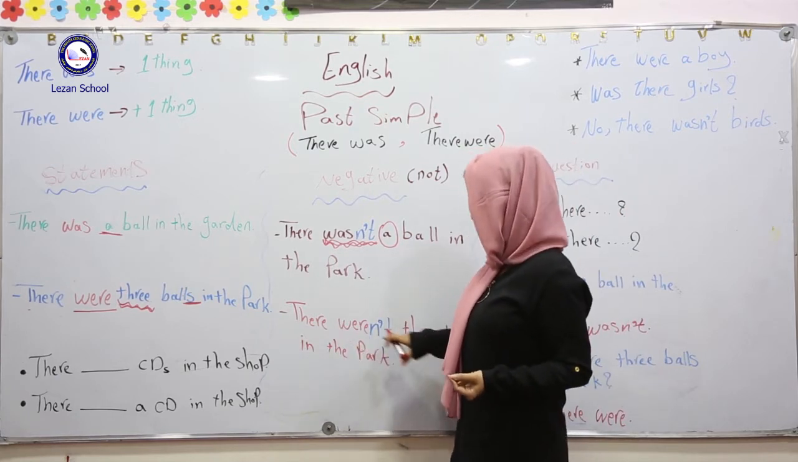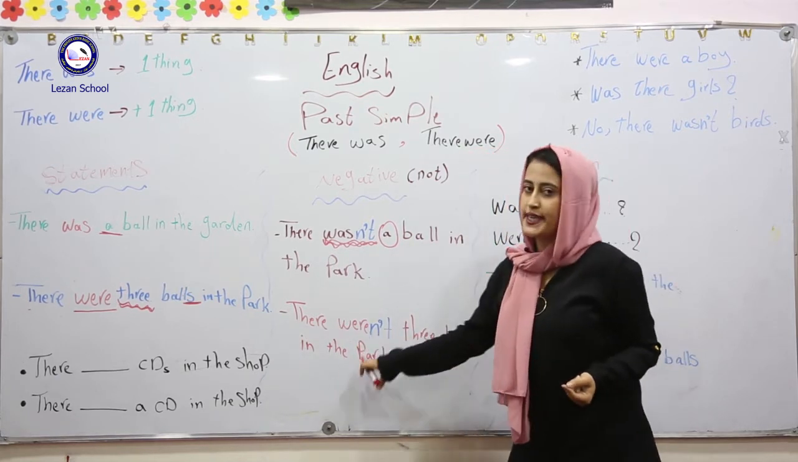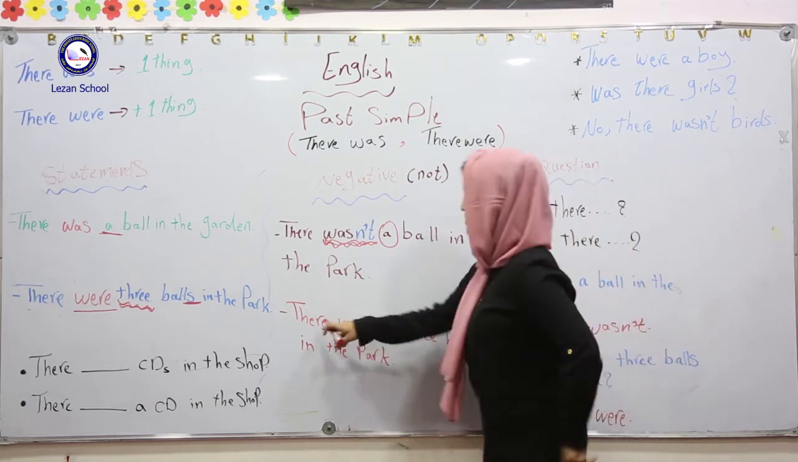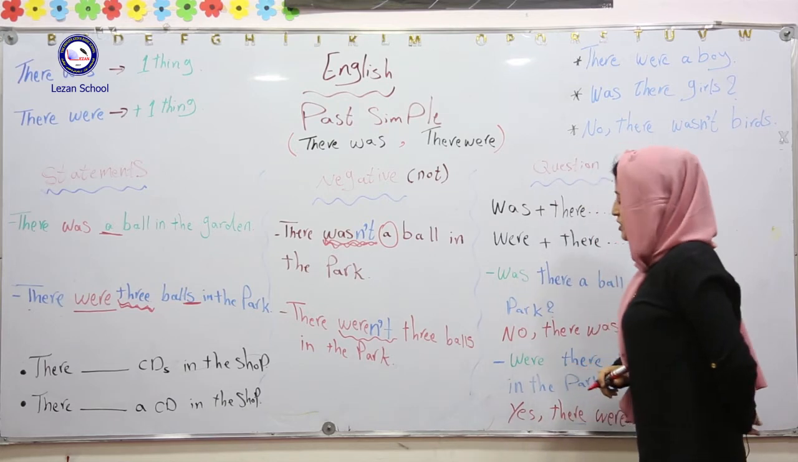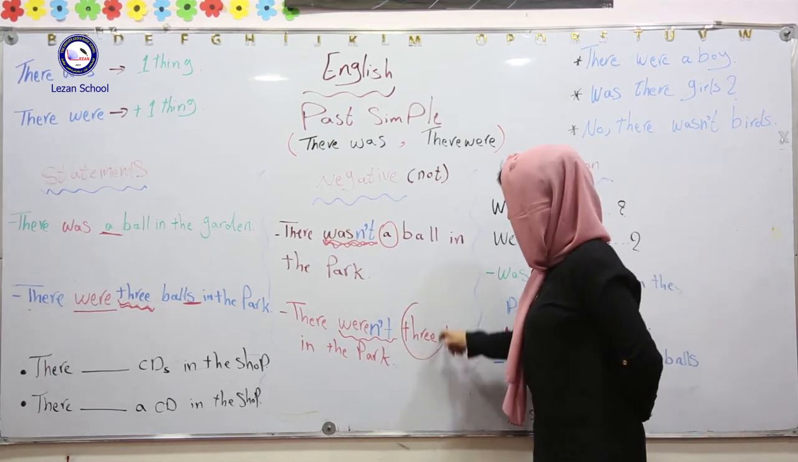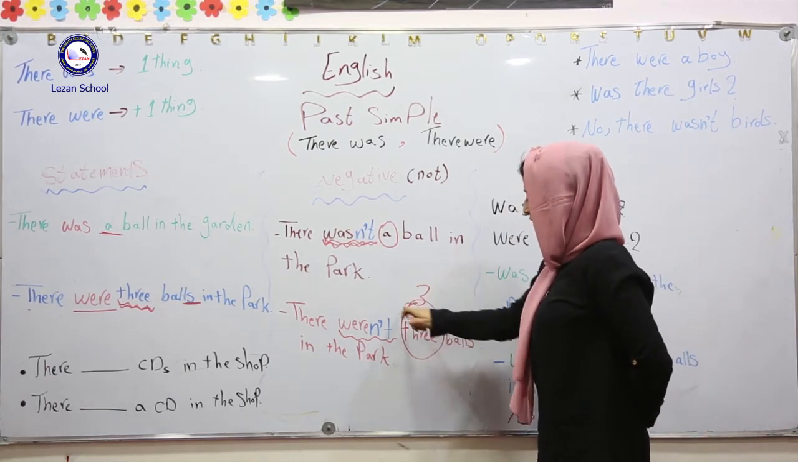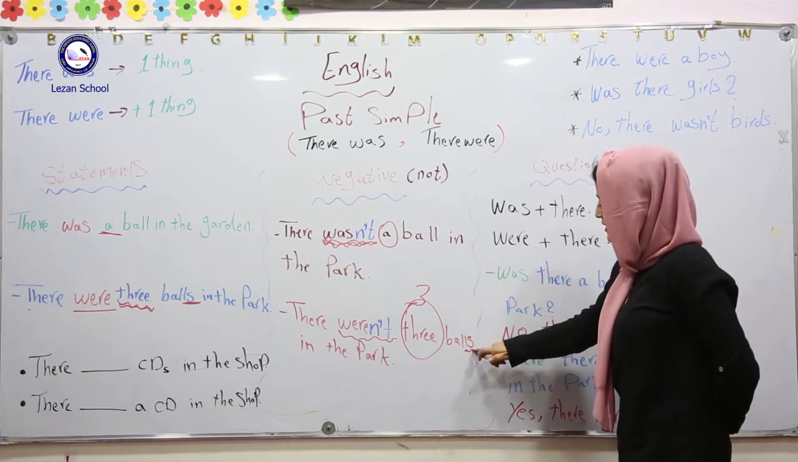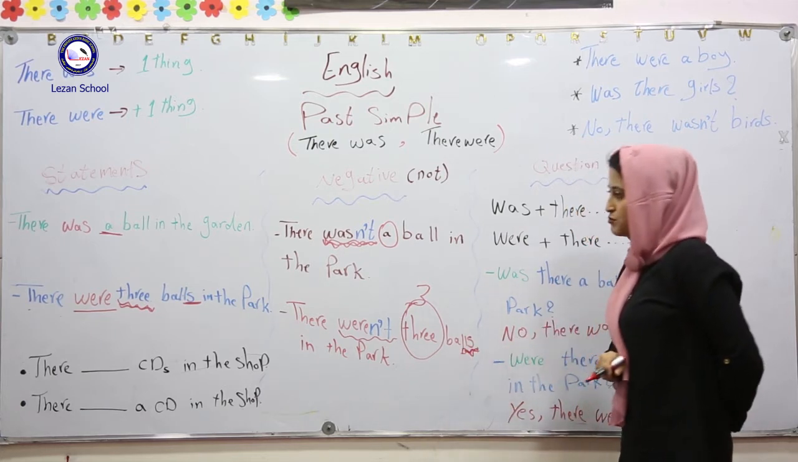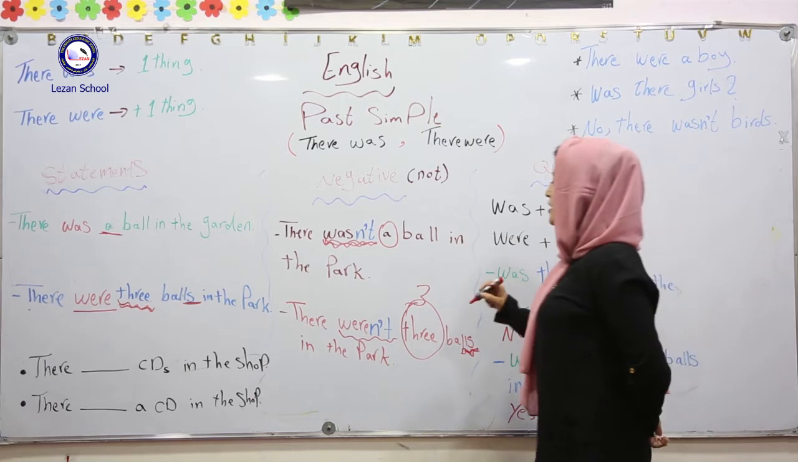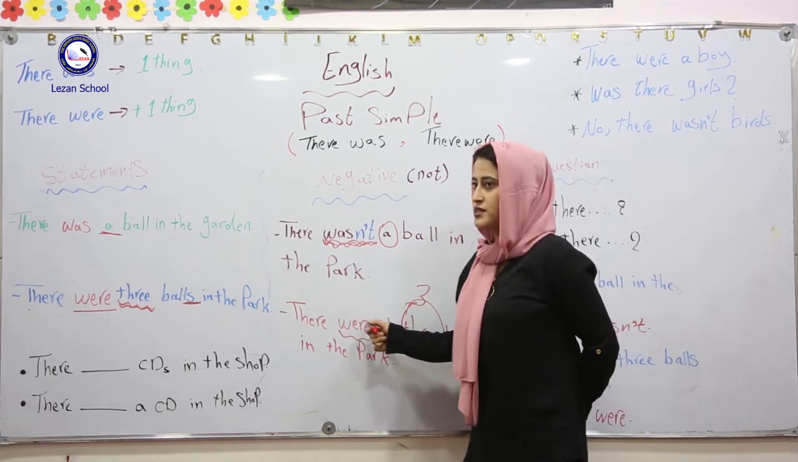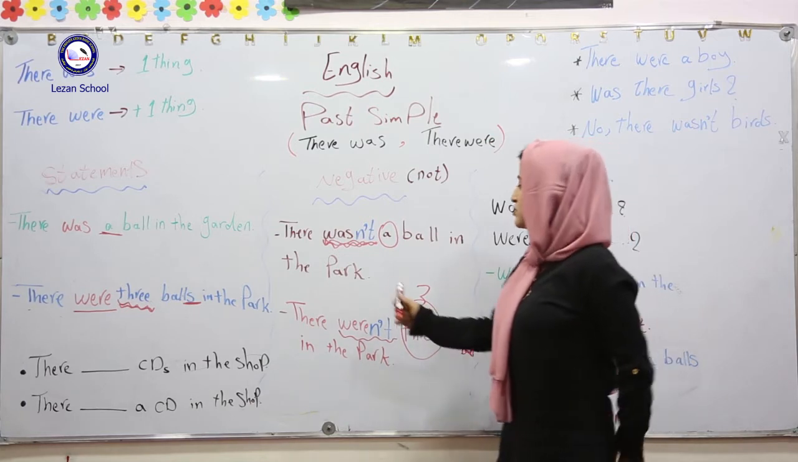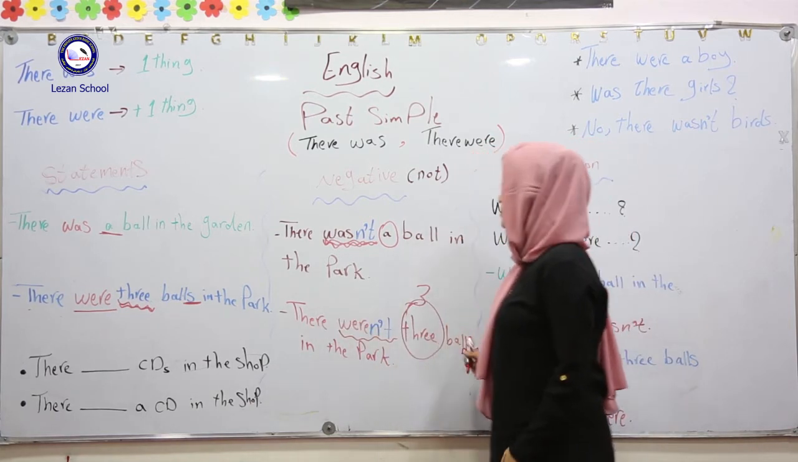There weren't 3 balls in the park. Again, we use there weren't. Why weren't? Why not wasn't? Because again, we have 3. And besides we have s plural. We cannot say there wasn't 3 balls. We have to say there weren't 3 balls in the park.